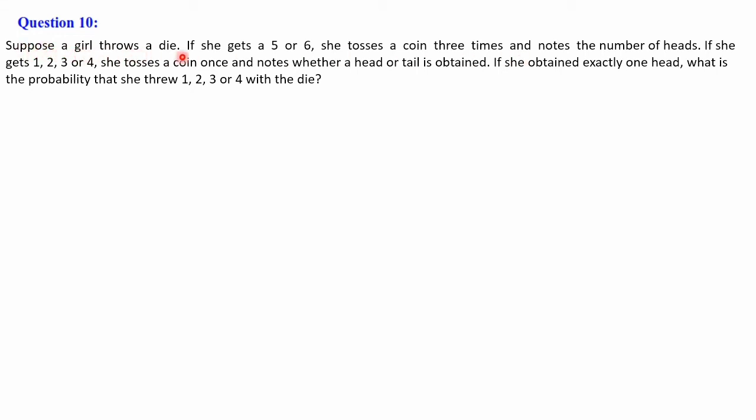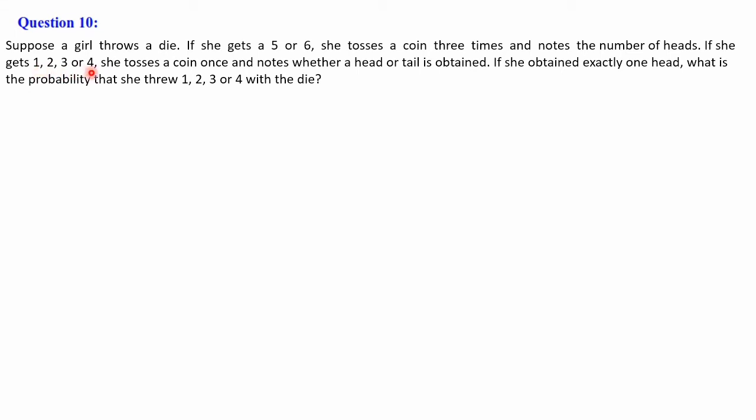Suppose a girl throws a die. She is throwing a die. When a person throws a die, there are 6 outcomes, possibilities, that is numbers 1 to 6. If she gets a 5 or 6, she tosses a coin 3 times. If she is getting 5 or 6 in the die, she will toss the coin 3 times and notes the number of heads, how many times she is getting heads, that she will note down. And if she gets 1, 2, 3 or 4, means 5 or 6 option is already over, then the remaining chances are 1, 2, 3 or 4.